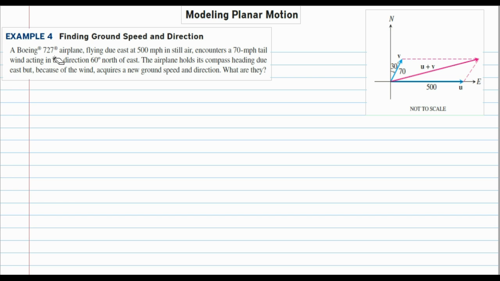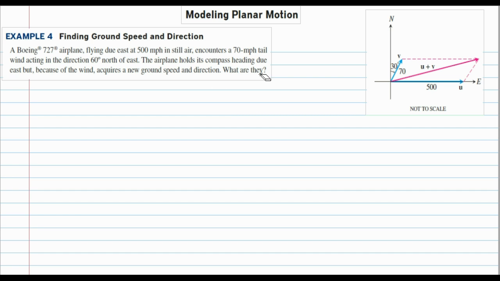A Boeing 727 airplane flying due east at 500 miles an hour in still air encounters a 70 mile an hour tailwind acting in the direction 60 degrees north of east. The airplane holds its compass heading due east, but because of the wind acquires a new ground speed and direction.